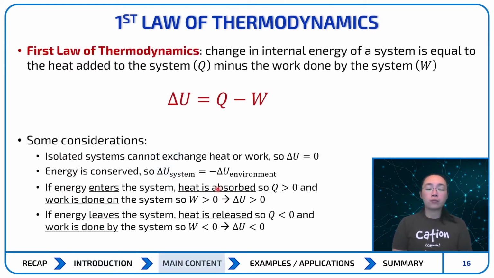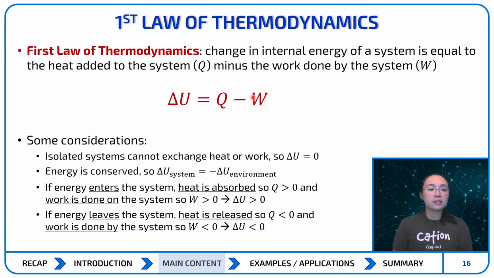So the first law of thermodynamics basically says your change in internal energy of a system is going to be equal to how much energy you add to the system in the form of heat, as well as how much energy is expended by the system, or how much work is done by the system. So that means you're removing that work from that system. So that's the first law of thermodynamics.